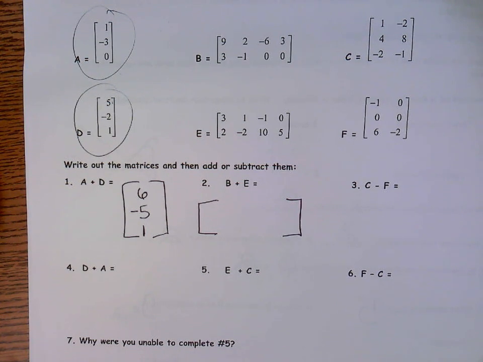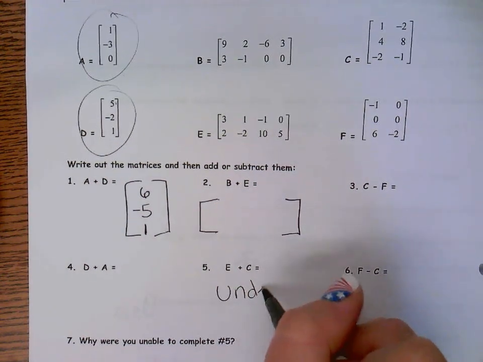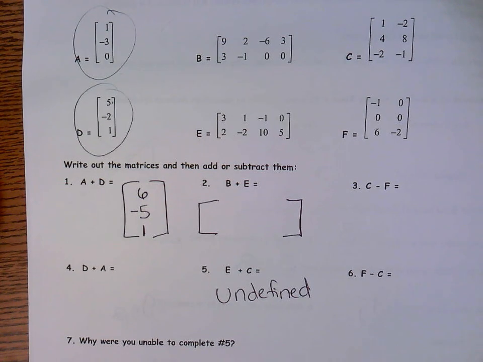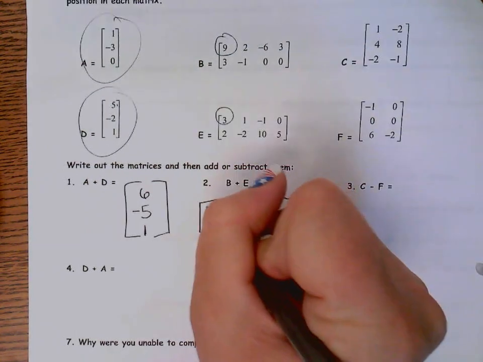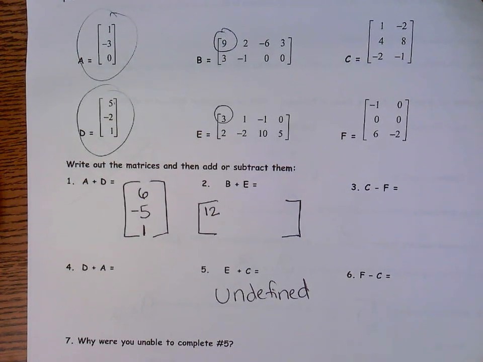Right. So which one is the one that you can't do? Right. E plus C, we would just say is undefined, because what would I add to each element? There has to be a corresponding element. You know that 9 plus 3 is going to give you 12 in that spot, no question. Right? It has to be corresponding.